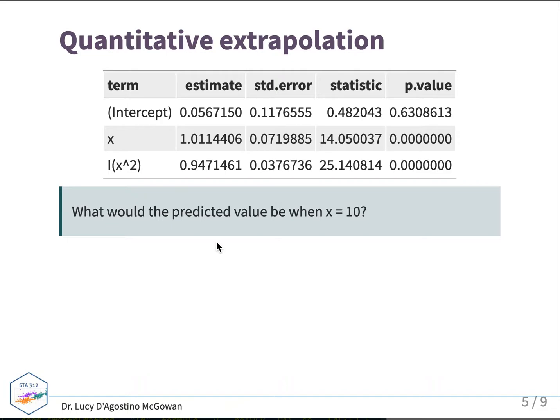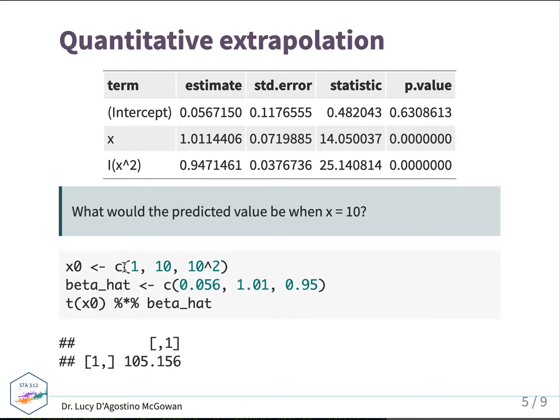We would just take the beta hat values from this model, from this column right here, and we're going to take an x naught value, which will basically be 1 for my intercept, then my x value, which is 10, and then x squared, which is just 10 times 10, so 100. Then we're going to transpose that and multiply it by my beta hat, so the 0.056, 1.01, and 0.95. So we know how to do that.